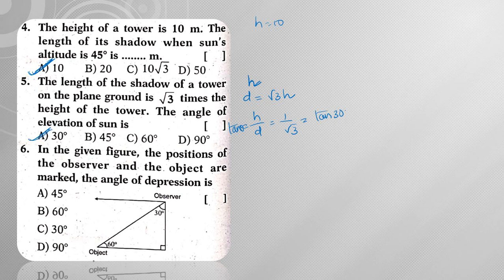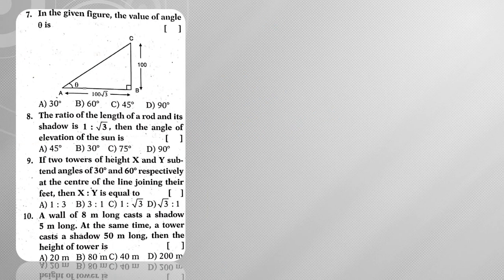Next, in the following figure, the positions of the observer and the object are marked. The angle of depression is. So he is asking you to find the angle of depression. Since this angle is 60 degrees, then this angle also will be 60 degrees. So clearly the angle of depression is 60 degrees. Next, in the figure, the value of the angle theta is. So he is asking you to find the angle. So this is height h and this is distance d. When you know height and distance, then you can directly go with tan theta. So tan theta is equal to 100 by 100 root 3, which gives me 1 by root 3. The value of 1 by root 3 is tan 30 degrees. So clearly theta is equal to 30 degrees.